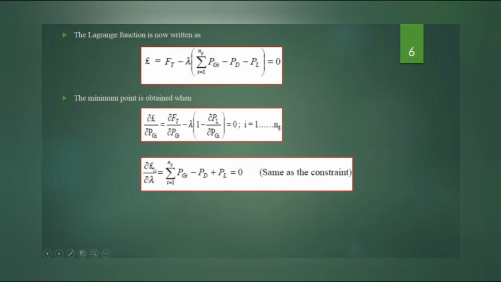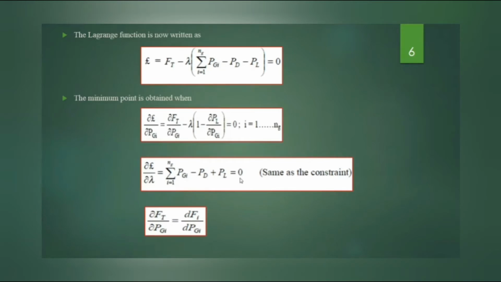Similarly, we differentiate this Lagrange function with respect to lambda, where lambda is the incremental fuel cost. So dLagrange upon dlambda is equal to sigma i equal to 1 to NG, this term is 0, of PGi minus PD minus PL. Removing the constant, sigma i equal to 1 to NG of PGi minus PD plus PL equals 0, which is our equality constraint.